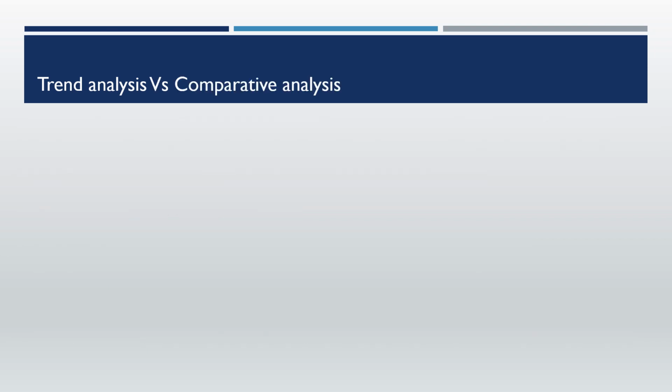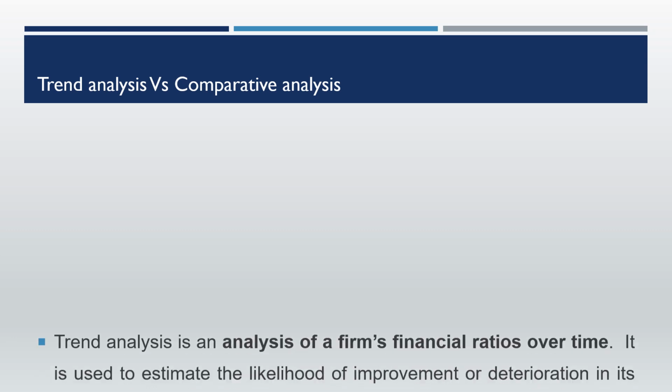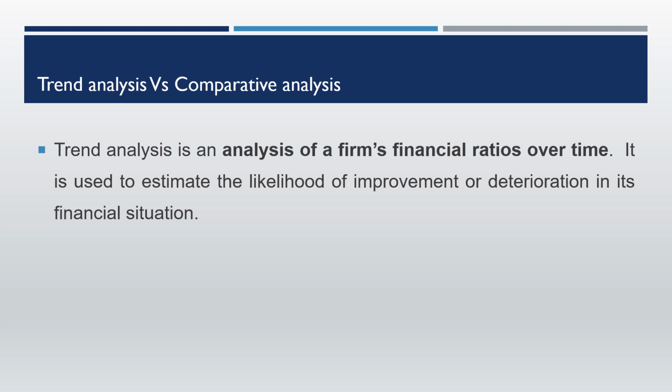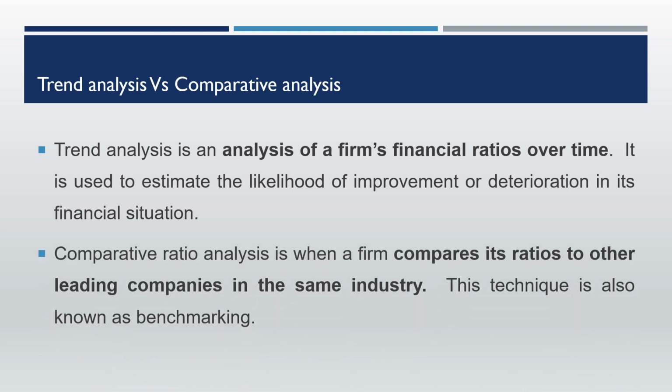Do you have an idea what is the difference between the trend analysis and comparative analysis? Trend analysis is an analysis of firms' financial ratios over time. It is used to estimate the likelihood of improvement or deterioration in the financial situation. Whereas the comparative ratio analysis is when a firm compares its ratio over other leading companies in the same industry. This is a technique used for benchmarking.